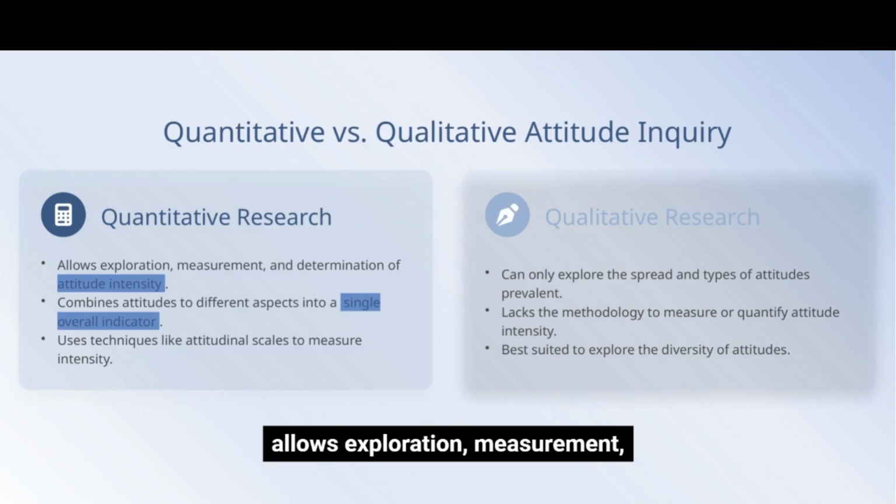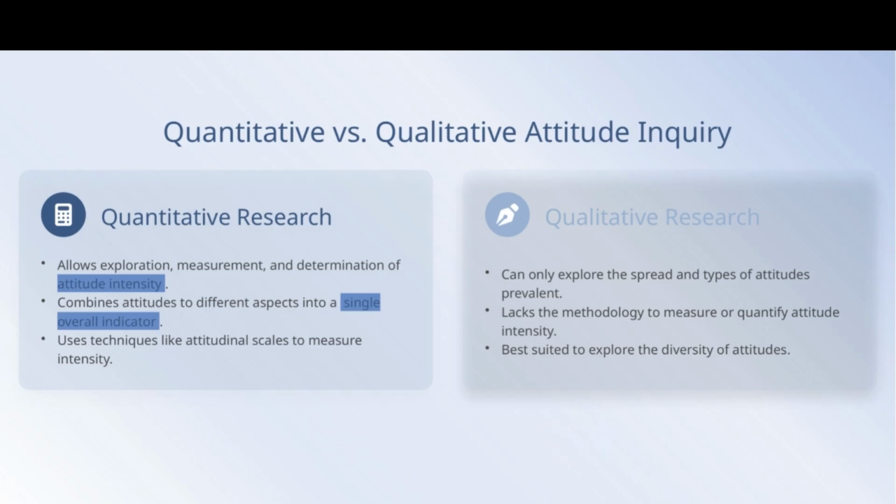Quantitative research allows exploration, measurement, and determination of attitude intensity. It combines attitudes to different aspects into a single overall indicator, using techniques like attitudinal scales to measure intensity. Qualitative research, on the other hand, can only explore the spread and types of attitudes prevalent. It lacks the methodology to measure or quantify attitude intensity and is best suited to explore the diversity of attitudes.